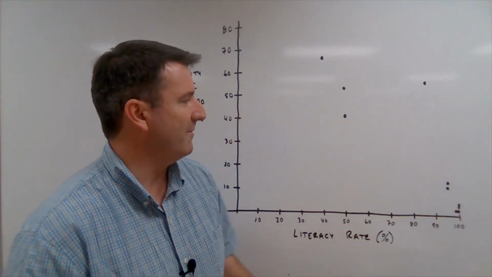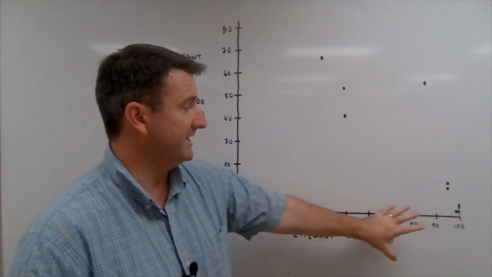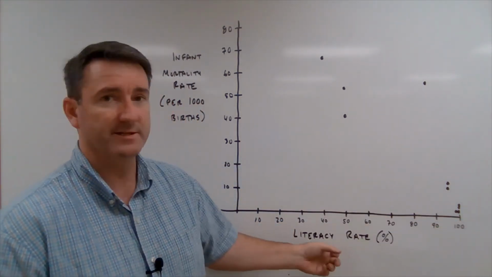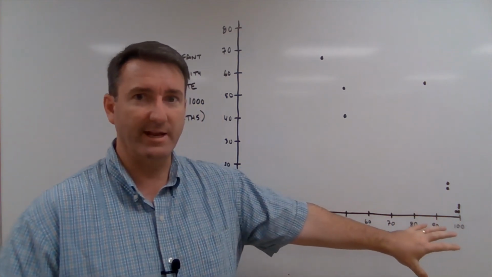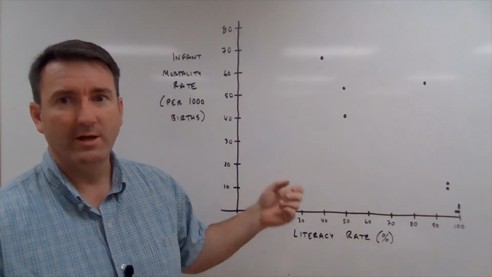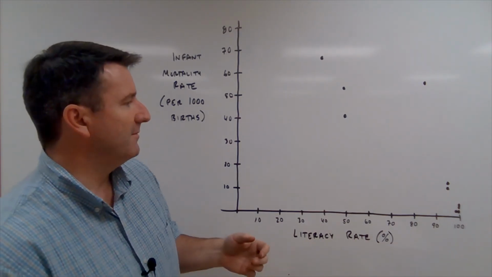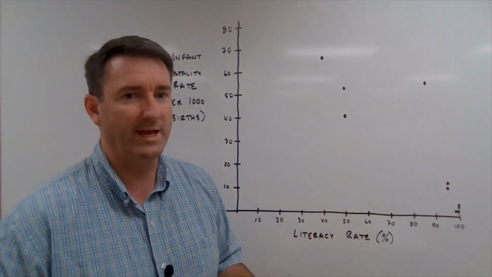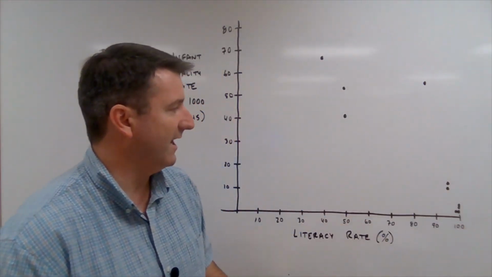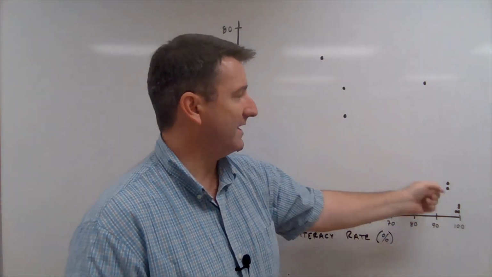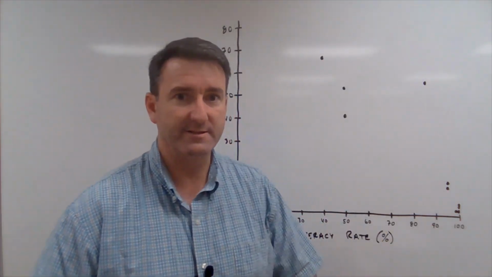So we can see from this that there's a negative correlation between literacy rate and infant mortality rate. That is, the higher the literacy rate in a country, the lower the infant mortality rate is going to be in general. And this is a fairly strong correlation. You can see that you can almost draw a straight line that would touch or come very close to nearly all of these data points.